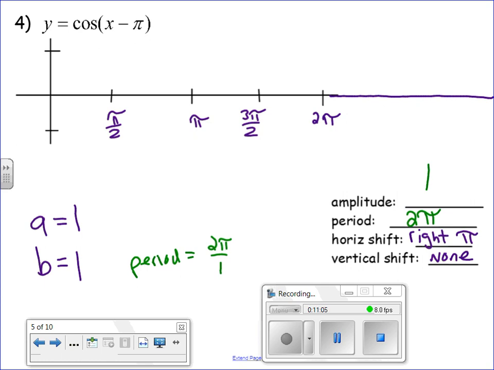So let's talk about that right shift. A right pi shift would be how many hash marks? I'm going to shift my whole entire graph right pi units. How many hash marks would that be? 2. See how pi is right here? And that's 2 hash marks? Just keep in mind we'll be going 2 hash marks right.